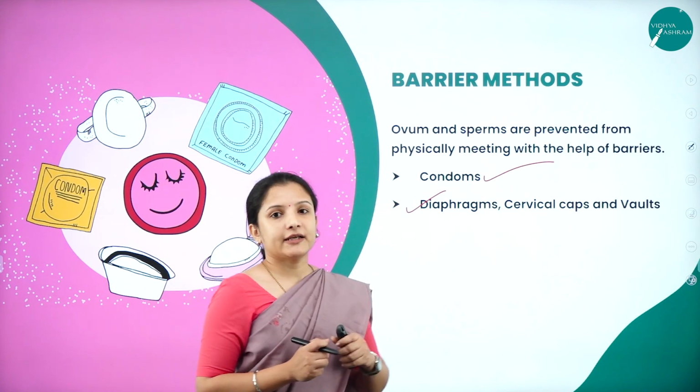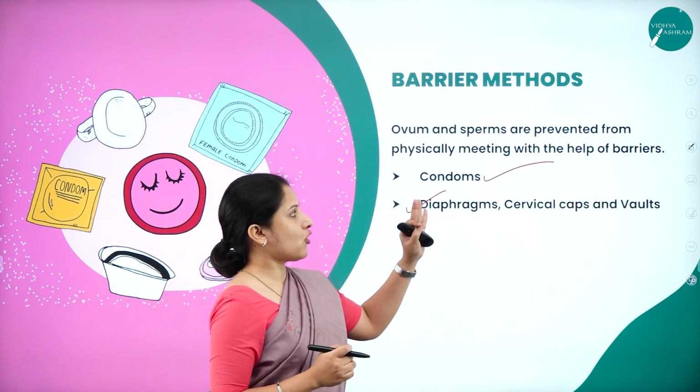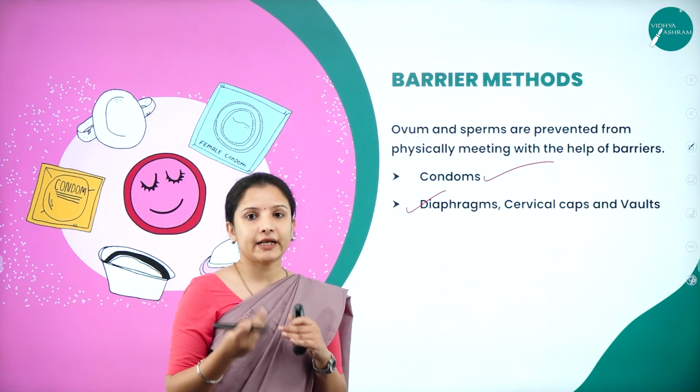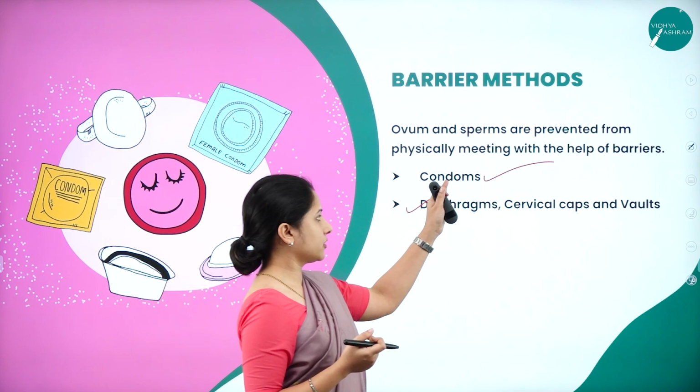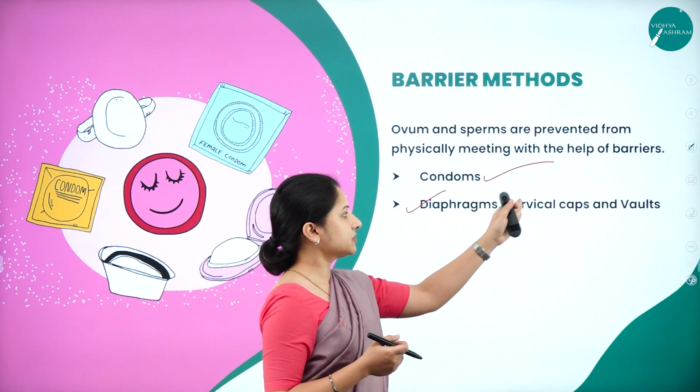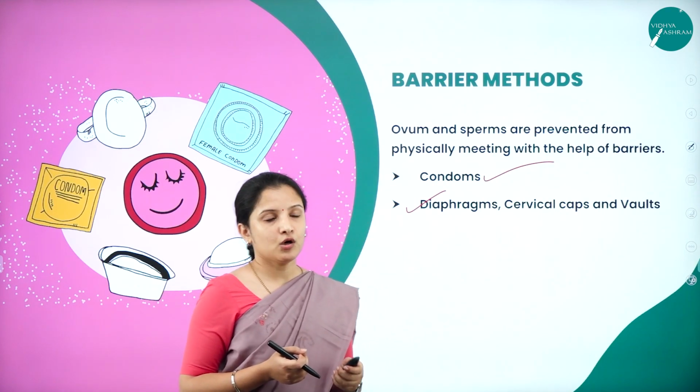So in the case of barrier methods, the most important physical barriers used to prevent a lady from being pregnant are the condoms, which can be used by the male, and the females can use the diaphragms, the cervical caps, as well as the vaults.